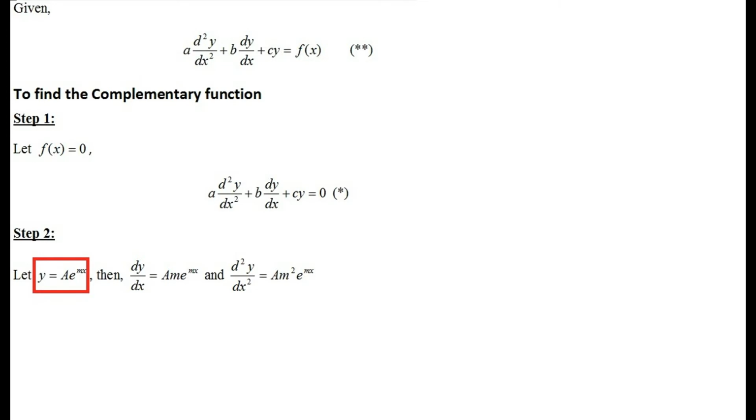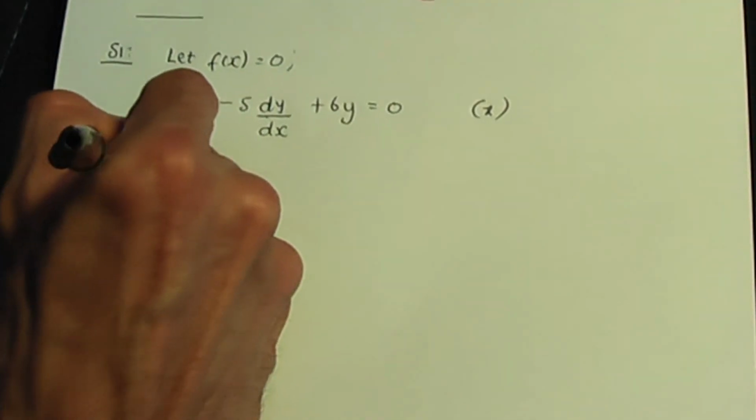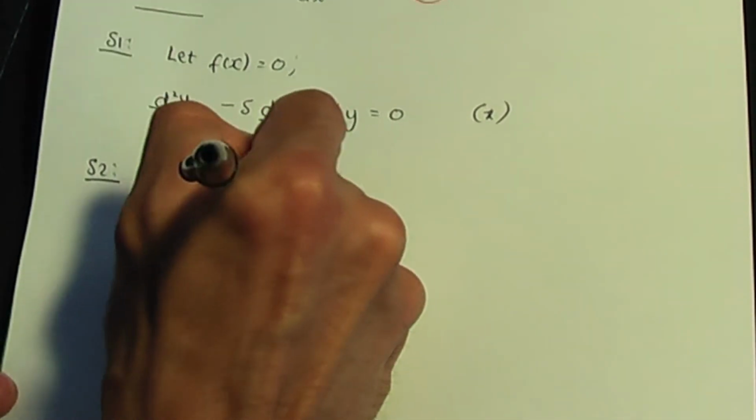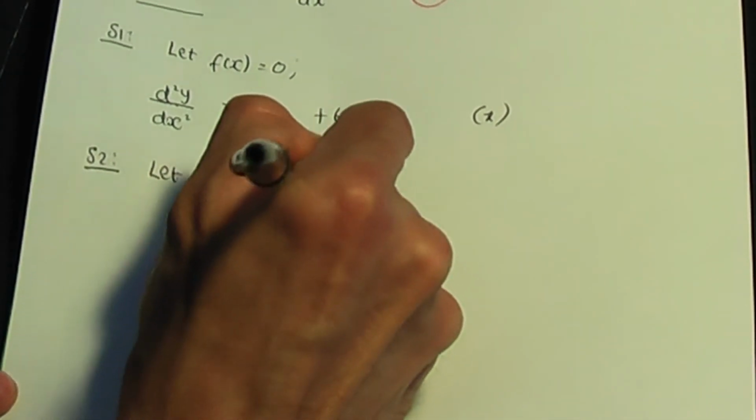Step number 2 is to let y equal ae to the mx. Then we differentiate once for dy over dx, and then we differentiate that twice for d2y over dx squared. Okay? So this step will be repetitive when you do examples involving second order differential equations with constant coefficients. Okay? So back to the paper and pen. So here is step number 2. So we let y equals ae to the mx.